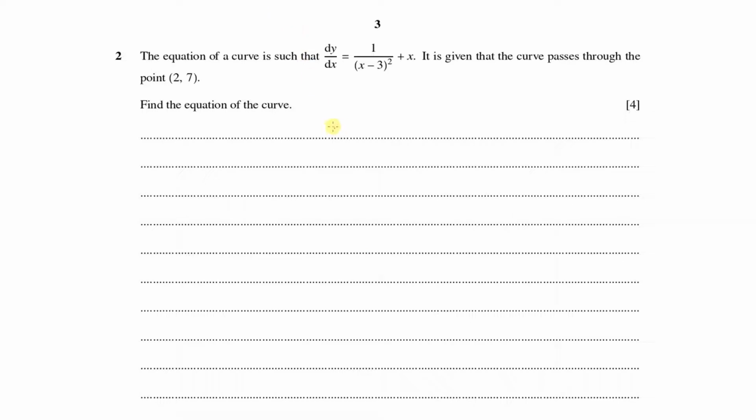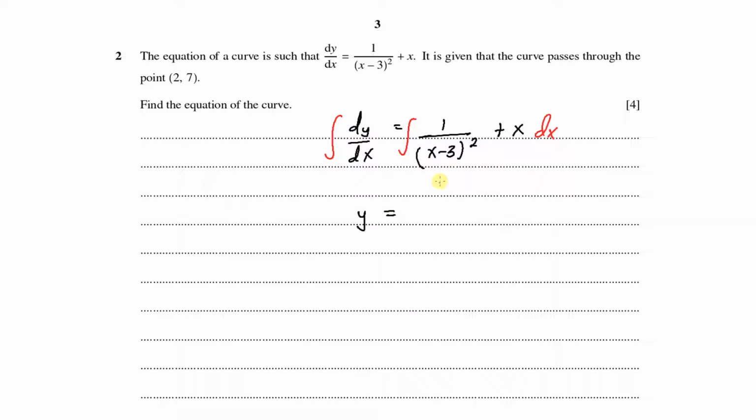So right here, we have dy by dx being equal to 1 over x minus 3 squared plus x. Now, in order for us to get back to the equation of the curve, what we will need to do is integrate both sides. So this is what I'm going to do, which means that on the left side, if we integrate dy by dx with respect to x, we are going to get y.